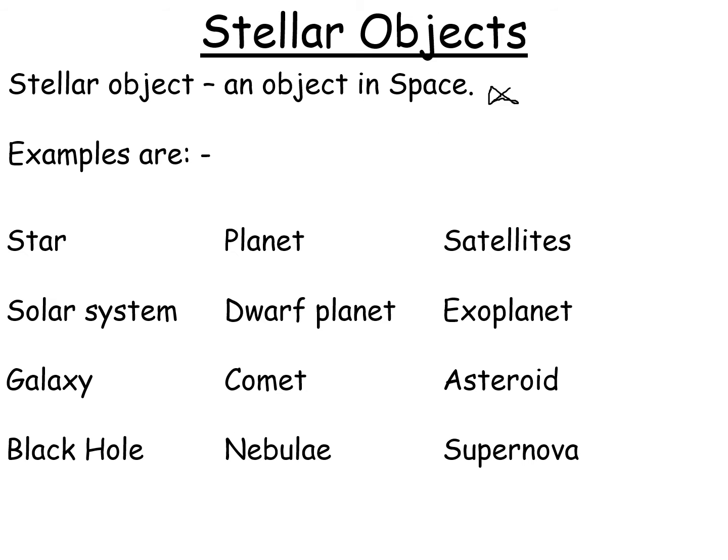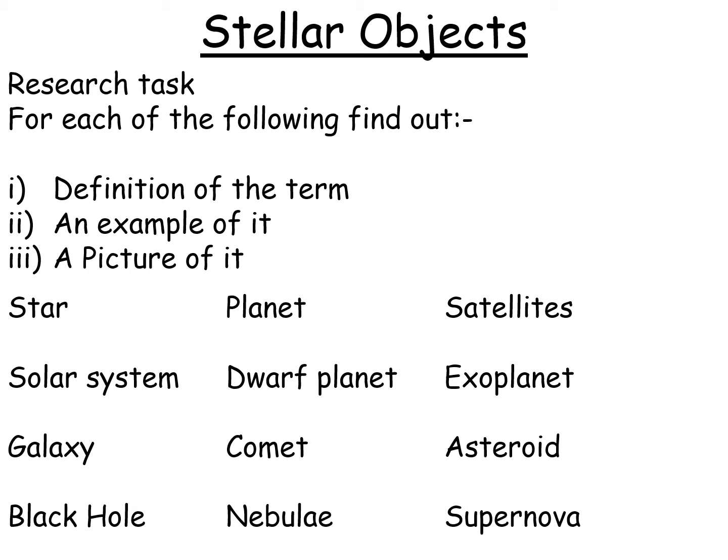What I'd like you to do for this lesson's assignment is to research the following terms. For each of these, find out the definition of the term. What does that word mean? An example of it. For example, for the planets, you could give me an example such as Mars, Jupiter, Saturn, Venus. You could even give me Earth, although try and choose something a little bit more interesting. And a picture of it, so a photograph if you can, or a cartoon or a diagram. If you're really stuck, try the NASA website because they usually have lots of lovely photographs of things in space.